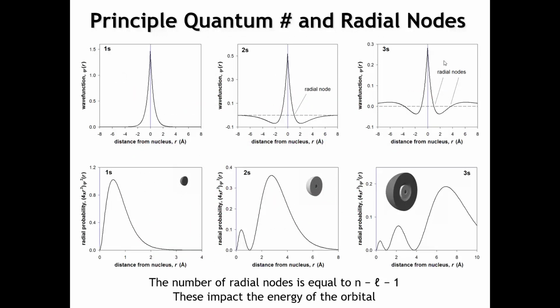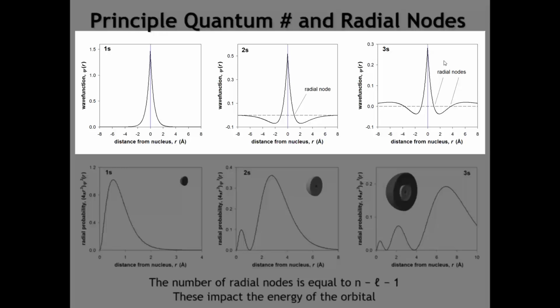All right, let's start with the s orbitals. Because the s orbital is spherical, the angular part of the wave function is just a constant. So really, we learn everything we need to know about the wave function by looking at the radial part of the wave function. And what's plotted here in the upper part of this slide are the wave functions for the 1s, 2s, and 3s hydrogen orbitals.